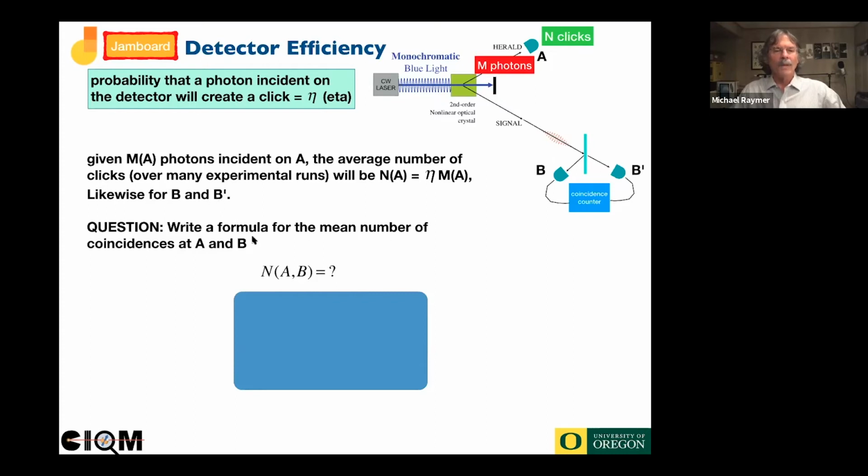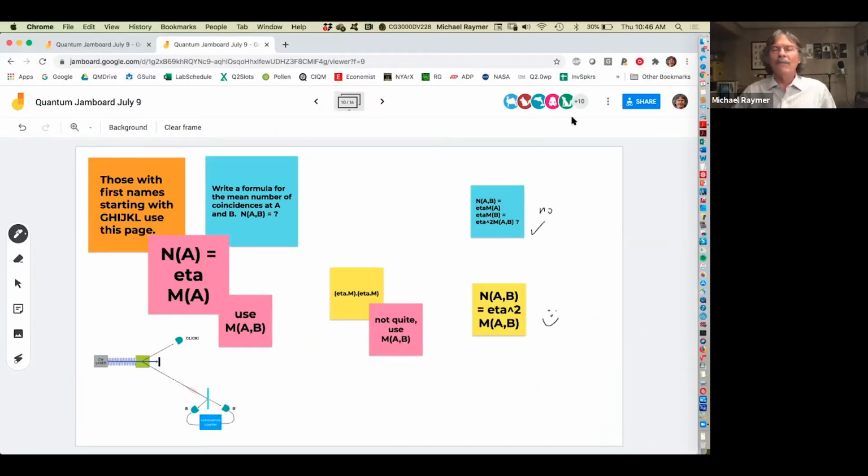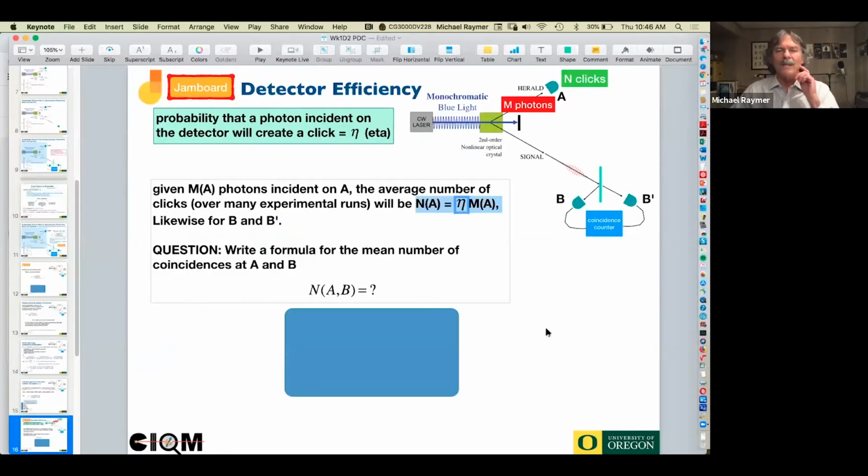So now what's the formula for the mean number of coincidences at A and B? This is a little bit challenging. You have to think about that. So you have A and B, both of them have a chance to detect the photon or not detect the photon. So if you know how many photons are hitting A and you know how many are hitting B, what's the probability that you'll get a coincidence? So let's go to the Jamboard. Good. Okay, many people are converging on the right formula. And I'm going to go back to the keynote and discuss that.